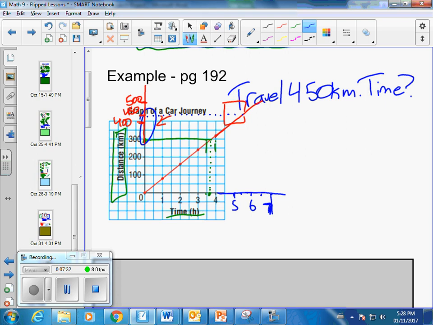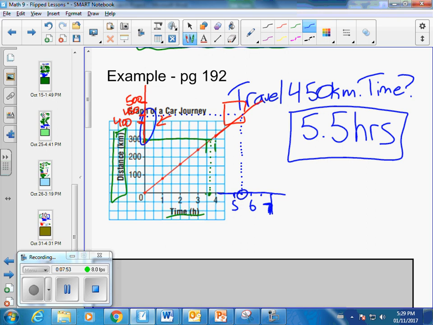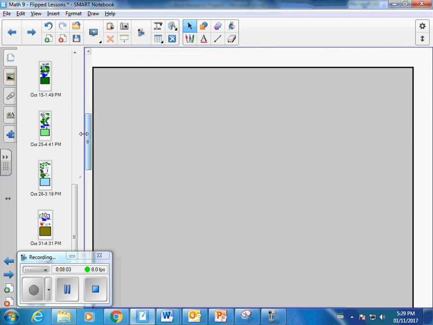So what we're looking at here is the point where roughly our line starts to intersect the linear relation. Now we're going to come down and see at what point on our other axis it crosses. It crosses roughly halfway between 5 and 6. So I'm going to go ahead and say that this is 5.5 hours to travel 450 kilometers. Okay, so that's our basic example of how we use our graphs to estimate values.